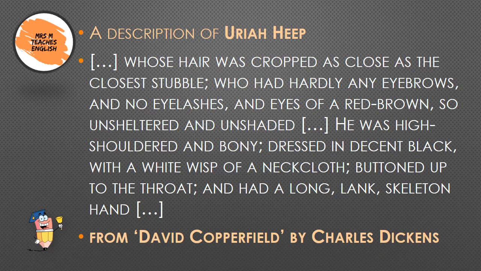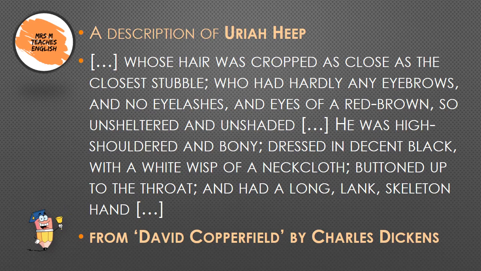Here is a description of Uriah Heep, a character in Charles Dickens's novel, David Copperfield. "Heep's hair was cropped as close as the closest stubble. He had hardly any eyebrows and no eyelashes, and eyes of a red brown, so unsheltered and unshaded. He was high-shouldered and bony, dressed in decent black with a white wisp of a neckcloth, buttoned up to the throat, and had a long, lank skeleton hand."